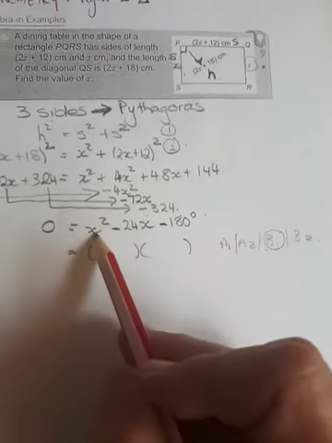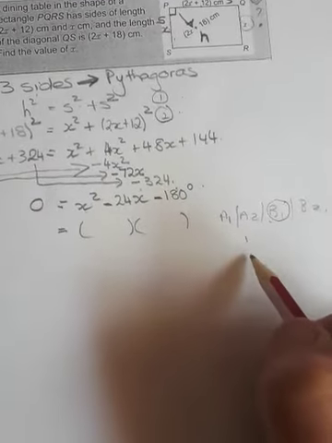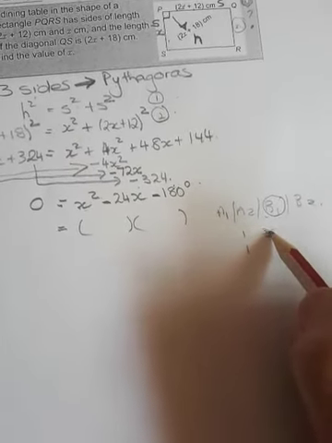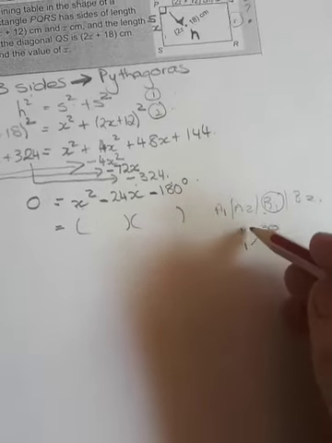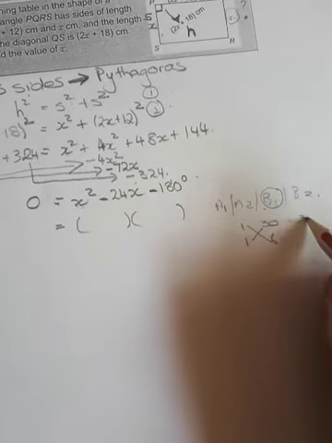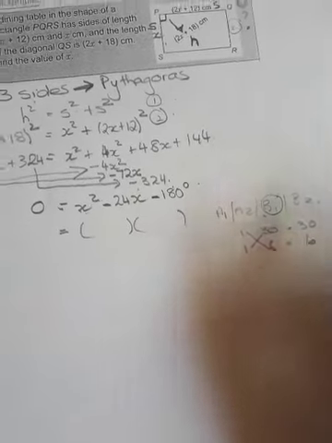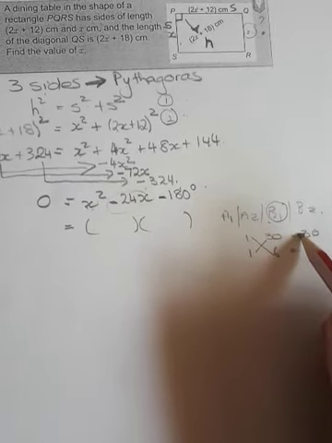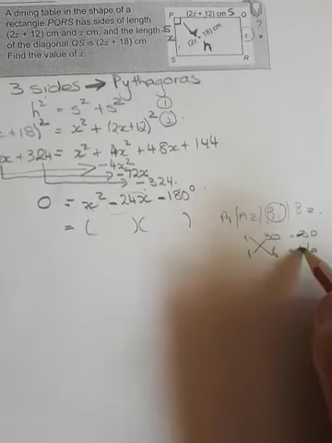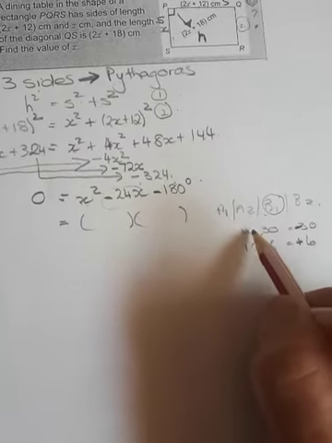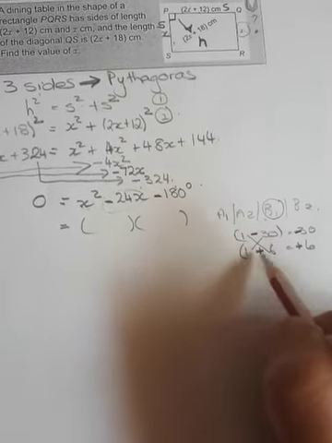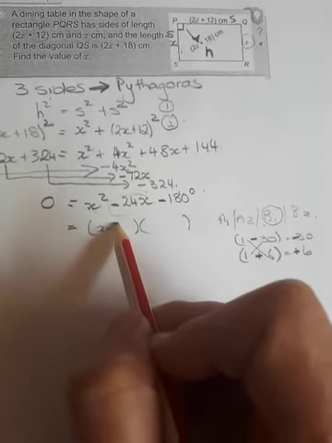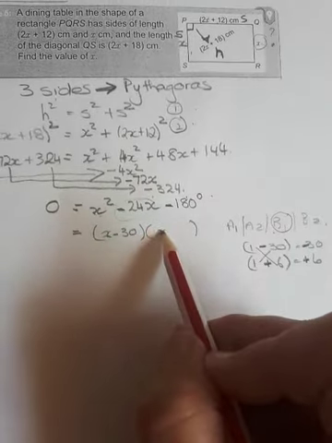Okay, how do we do that, people? We get the factors for the first term, and we get the factors for the second term. We cross multiply. This gives me 30, and this gives me 6. My middle term needs to be negative 24, so I'm going to have negative 30 plus 6. Transfer. This gives you one bracket, this gives you another bracket. So this becomes x minus 30, and that becomes x plus 6.